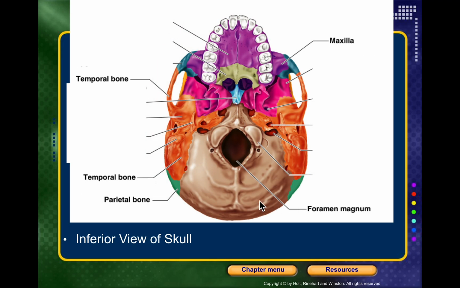Here's another look at the underside of the cranium. There's that foramen magnum. And here's parietal and temporal bones here in the green and in the orange. And back here, this brown one, this is the occipital bone. So we're talking about the bones of the cranium first.